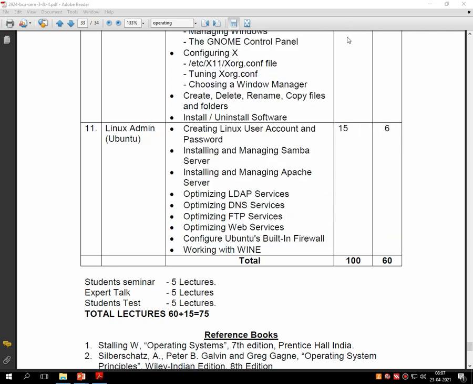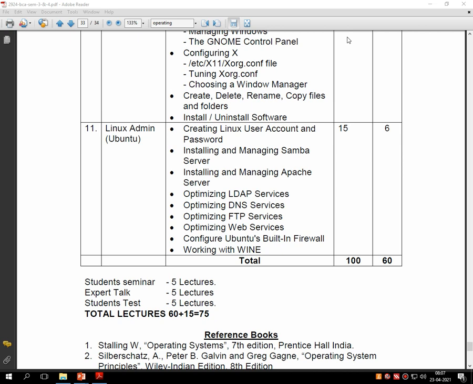Hello students, welcome back to another session of CS22 Operating System Concepts using Linux and Unix. Today we are going to start our last unit as per the prescribed syllabus of Saurashtra University, that is Unit number 11, called Linux Administration Ubuntu.